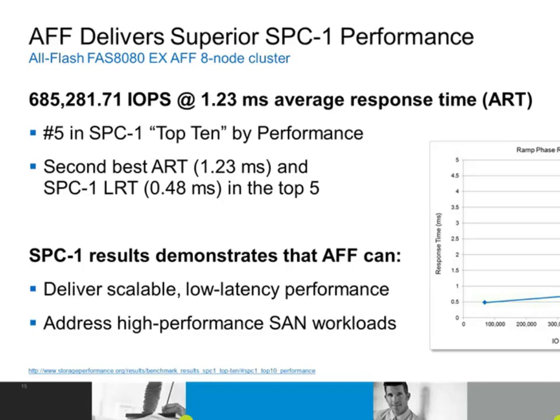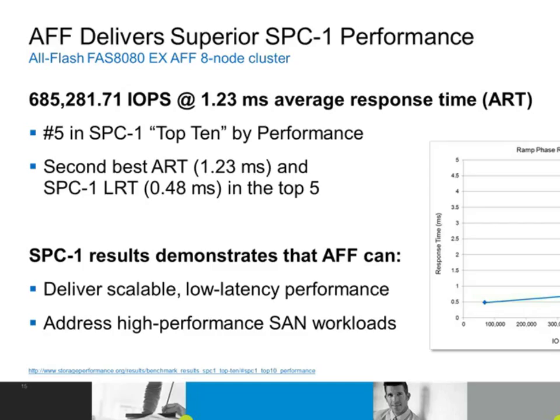So all-flash FAS 8080, this is an 8-node cluster that this was run against, and you can see we've got just shy of 700,000 IOPS here at a 1.23 millisecond average response time. And that scored a number 5 in the SPC top 10 by performance. And it was the second best application response time, and again, in the top 5 from that scoring perspective.